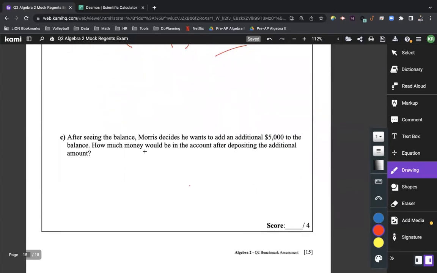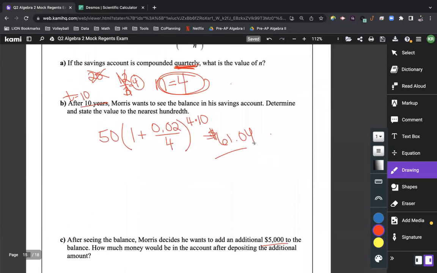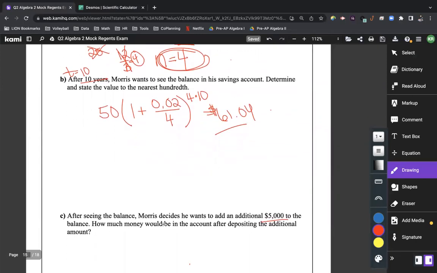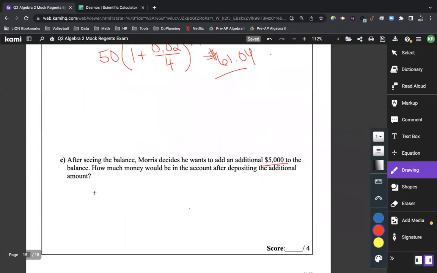And then here, after seeing the balance, Morris decides that he wants to add an additional 5,000. All you needed to do was add the answer that you found in B to the 5,000 here. So 5,000 plus 61.04, 5,061.04. Okay. Again, if this answer is wrong, I'm not going to sit here and try to figure out what's wrong with the calculator. But you should have just taken your answer from here, added it here, and gotten an answer for full credit.